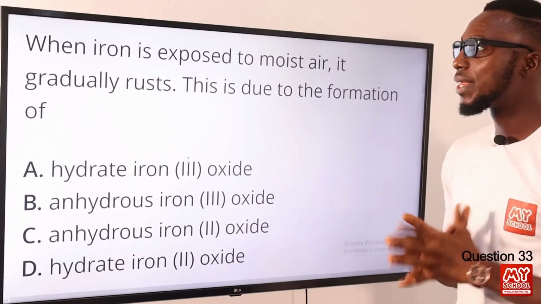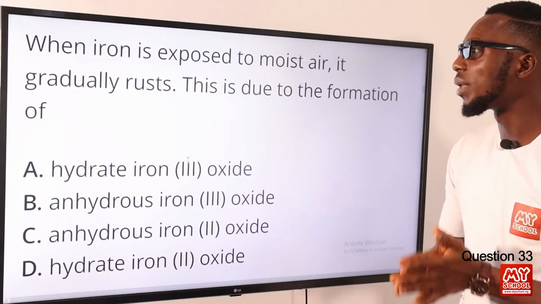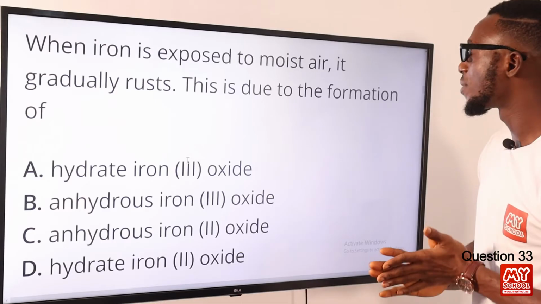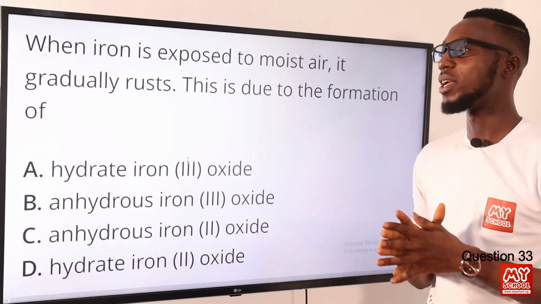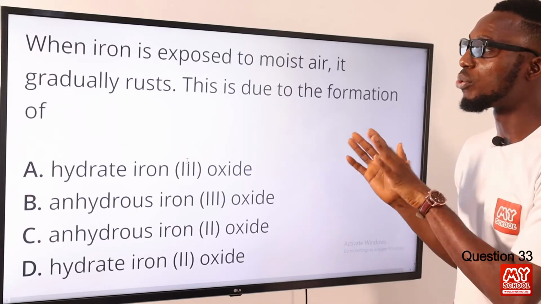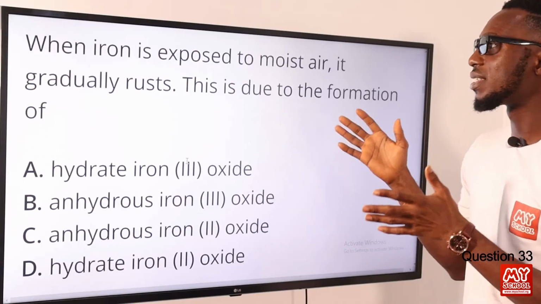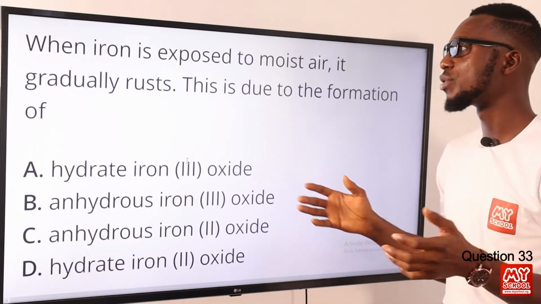Question 33. When iron is exposed to moist air, it gradually rusts. This is due to the formation of what? Okay, so we talk about corrosion of metals. When iron corrodes, that is referred to as rusting. Iron actually rusts when it is exposed to oxygen in the presence of water.